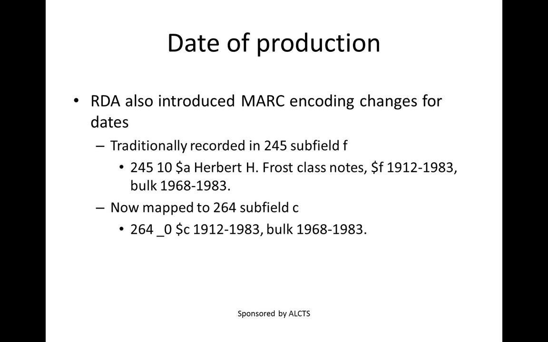Another change made in RDA was the adjustment of MARC mappings for dates. Traditionally, for archival materials, the date was recorded as part of the 245 field in subfield F, as given in the first example on the slide. But that practice has now been deprecated and moved in RDA to a separate field from the title, now recorded in the MARC 264, second indicator 0, subfield C.